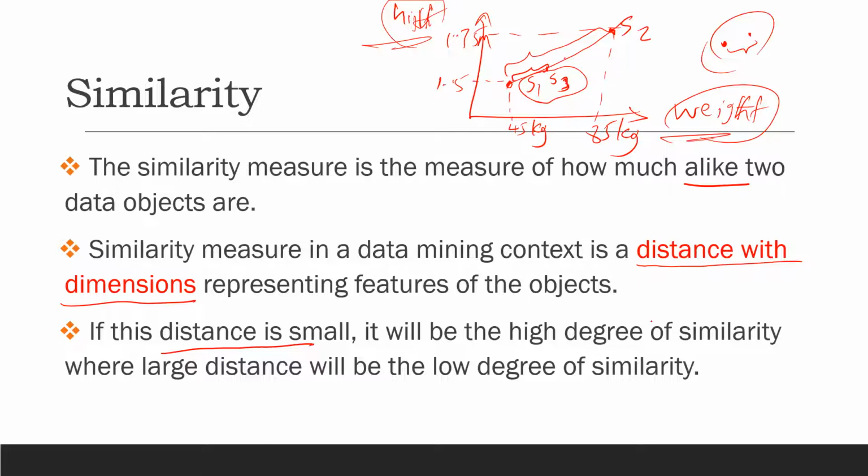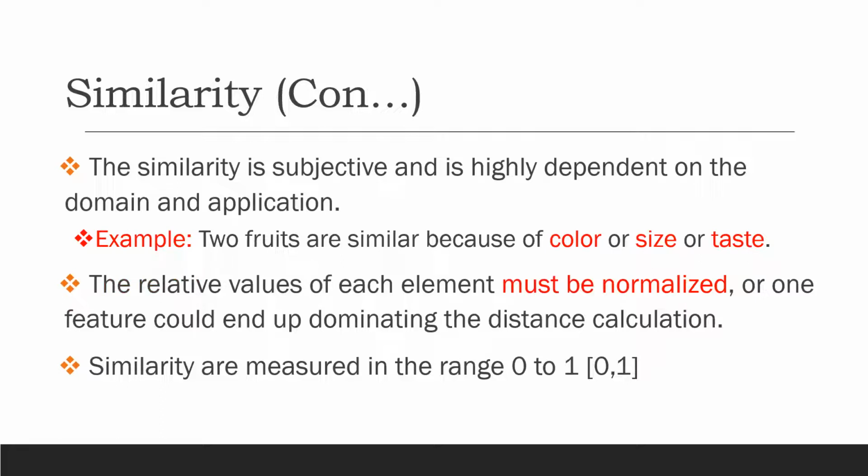What will happen if the distance is very large? If the distance is very large, they don't have many similarities. They are less similar objects. It means they are totally different. Do you have any doubts? Hello, do you have any doubts? Did you understand what I'm saying? Yes, sir. Okay.